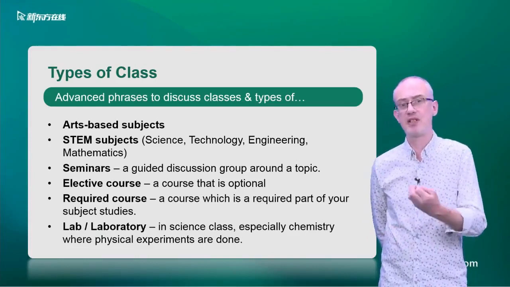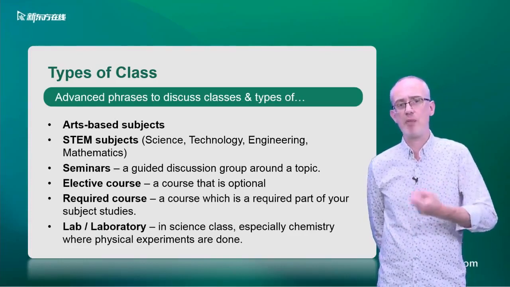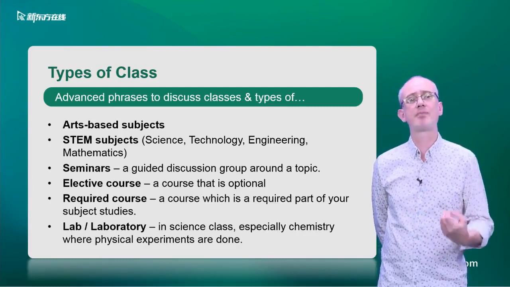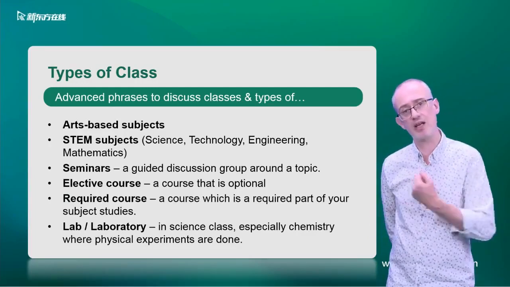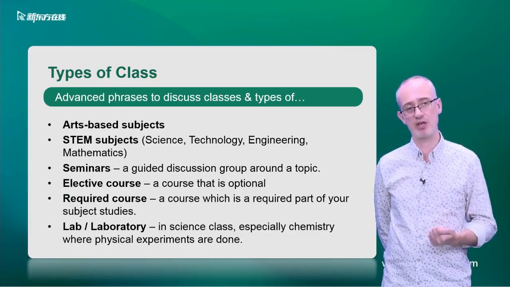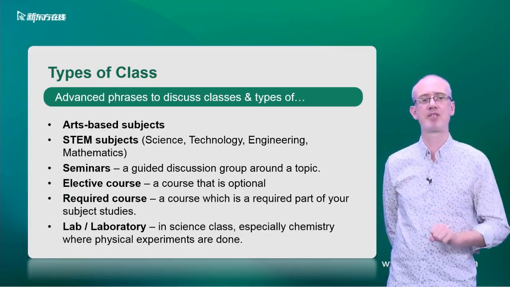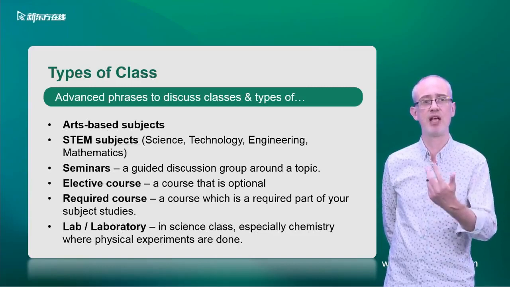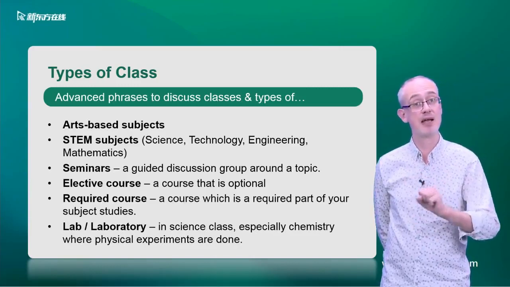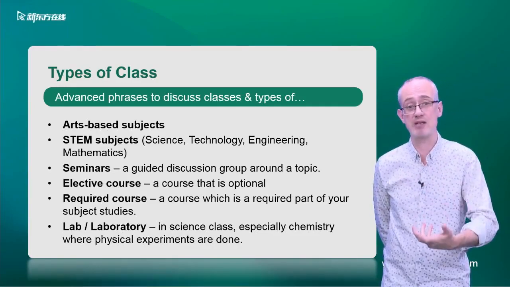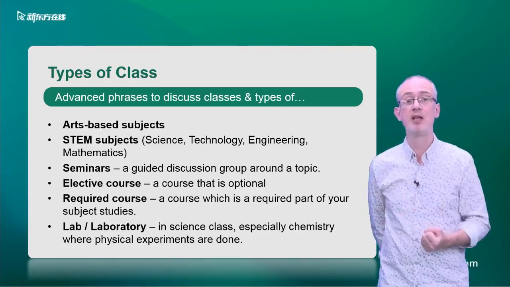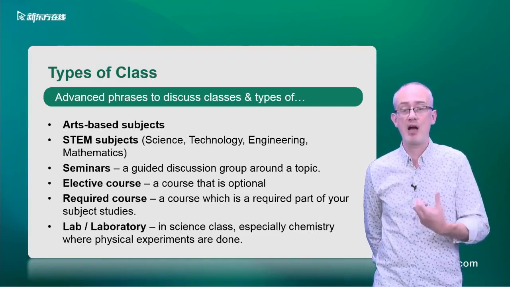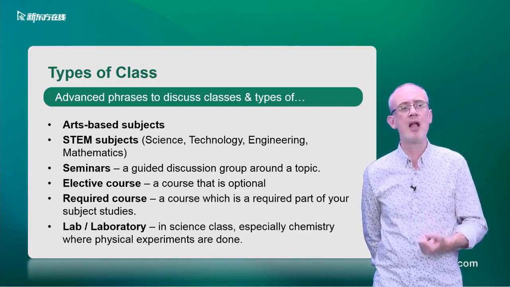Types of class, these are more advanced phrases that you might want to add. Arts-based subjects. So some subjects are arts-based and some are science-based. STEM subjects. We call these STEM subjects: science, technology, engineering, mathematics. Seminars. A seminar is a guided discussion in a group, usually guided by a student or a teacher.